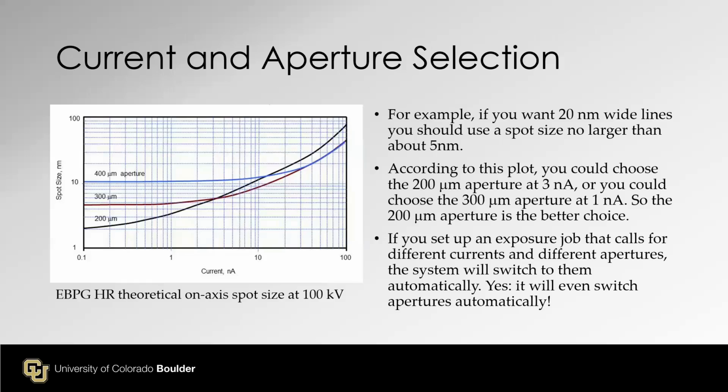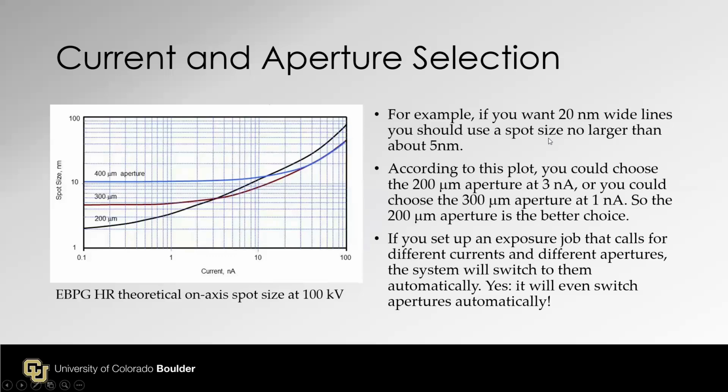EBPG will be most likely exclusively operated at 100 kV energy. I don't know if we can switch between 50 and 100, but I don't see the reason to operate at lower kV if the system is capable of using 100 kV. To change the spot, you choose a different aperture.